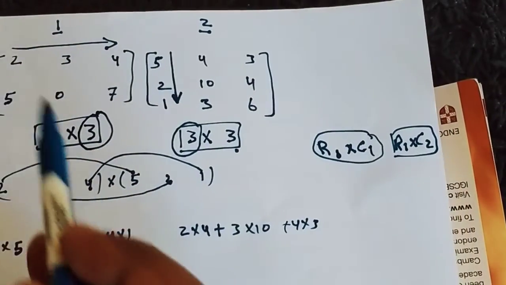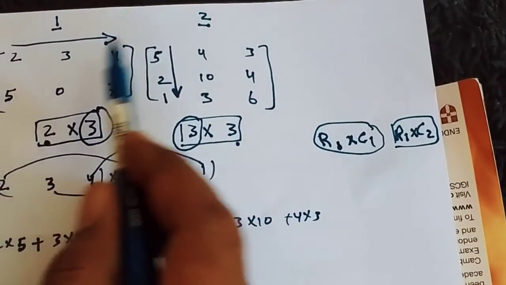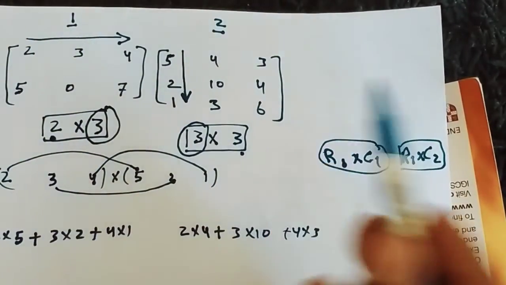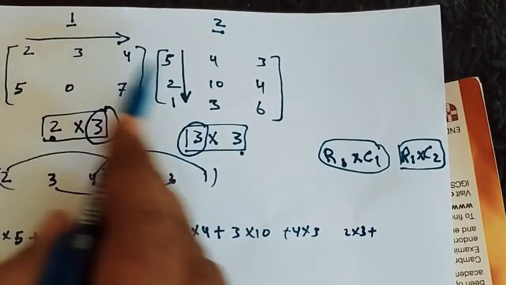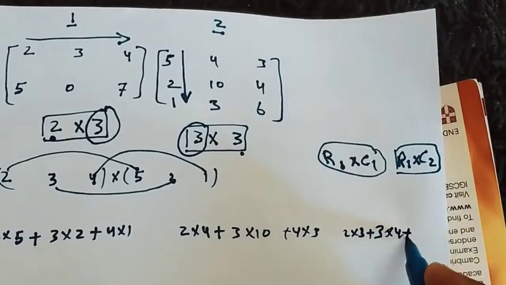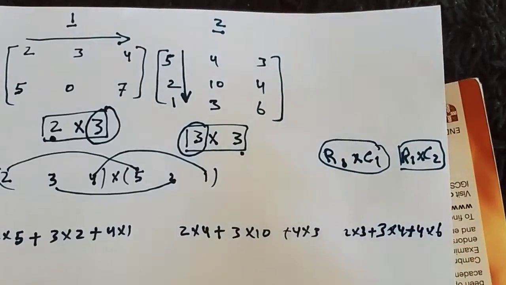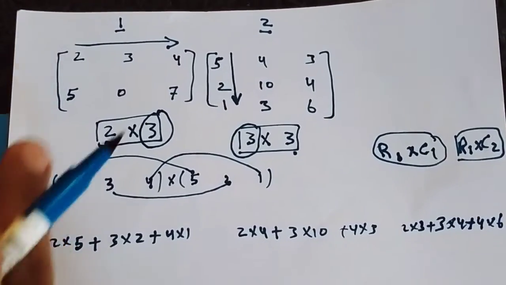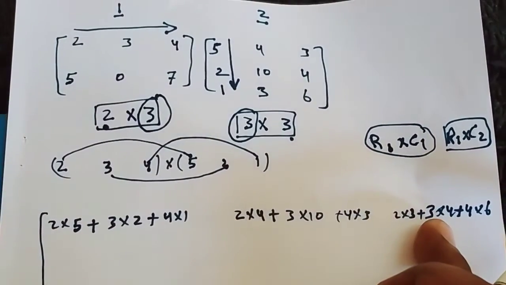Understand? So I finished the first row with the first column, first row with the second column, then first row with the third column. So 2 multiply with 3 plus 3 multiply with 4, second element with the second element, plus 4 multiply with 6. Now our first row is completed with all columns which are given.